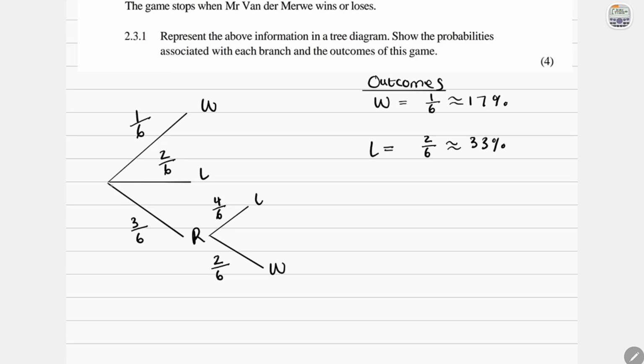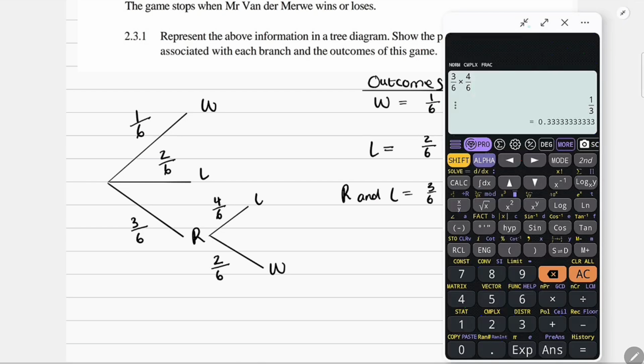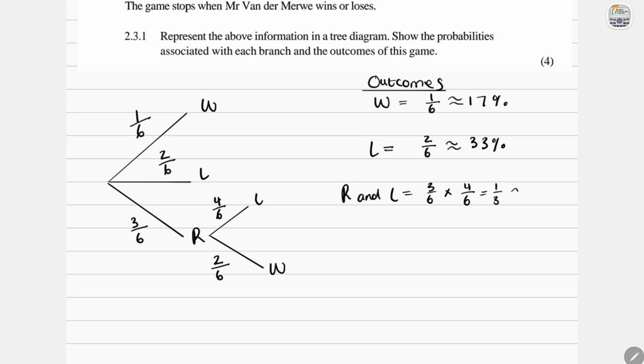And then the other outcomes. So with rolls again, you see that there are 2 more possibilities here. So this outcome will be seen as he could roll again and either lose, or he could roll again and win. Okay, so let's look at roll again and lose. So roll and lose. And to find that, you're going to say the roll is 3/6 and then lose is 4/6. So you will say 3/6 multiplied by 4/6 to get that outcome. Okay, which is 1/3. So 1/3, and that is a 33% chance.